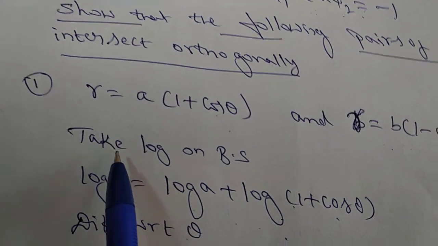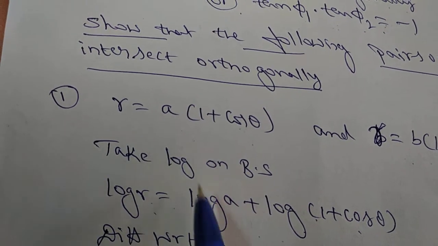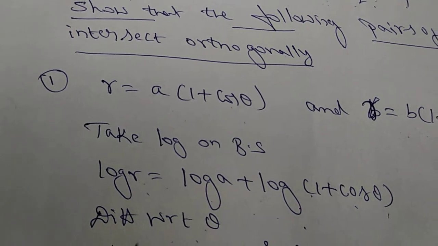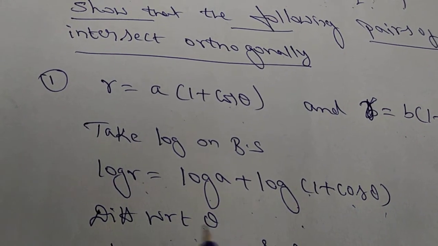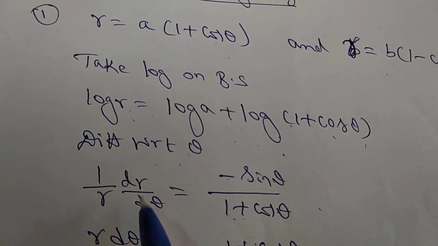First you take log on both sides. So log r is equal to log a plus log of 1 plus cos theta. For this one you have to differentiate with respect to theta. What is the differentiation of log r? That is 1 by r dr by d theta.